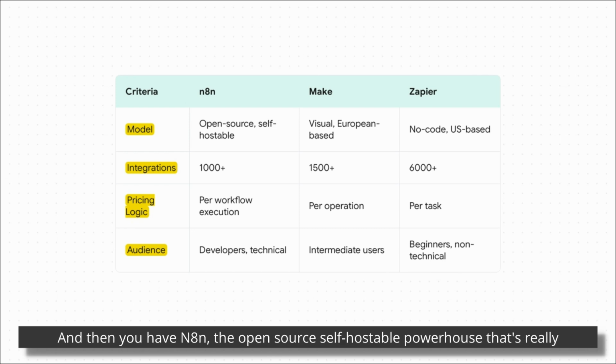And then you have n8n, the open-source, self-hostable powerhouse that's really built for developers. So the takeaway is that you're making a trade-off. Zapier gives you speed, Make gives you visual power, and n8n gives you ultimate control if you're willing to handle the tech side.